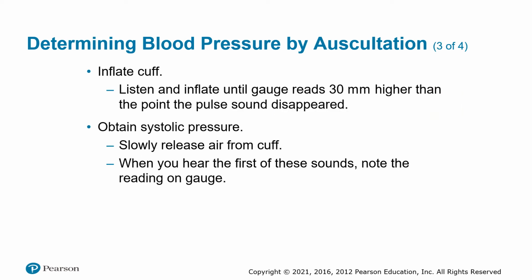You're going to inflate the cuff, listen, and inflate until the gauge reads 60 millimeters higher, or 30 millimeters higher, than the point the pulse sound disappears. So when you obtain your systolic pressure, you're going to listen for Korotkoff sounds. There are 5 different Korotkoff sounds. When you slowly release the air from the cuff, the first sound that you hear is the systolic, and the last Korotkoff sound that you hear is the diastolic.